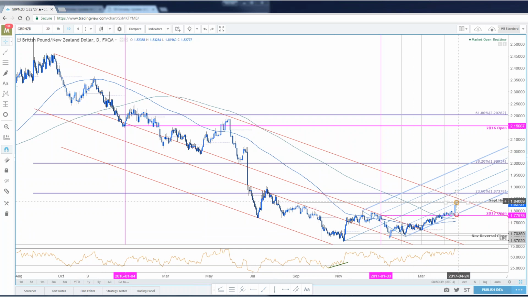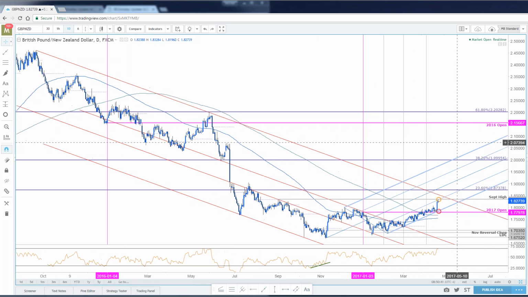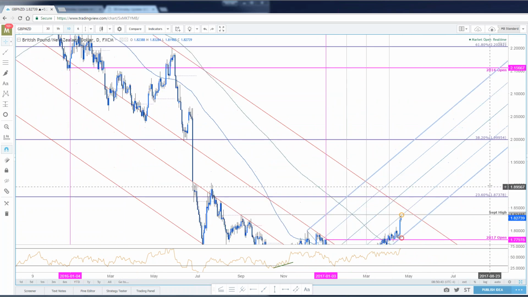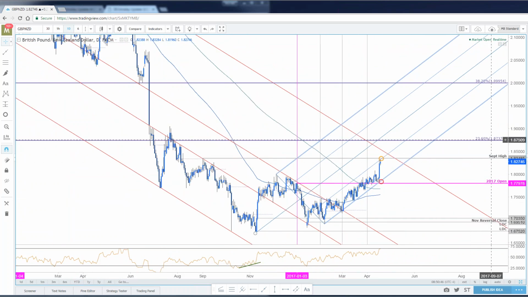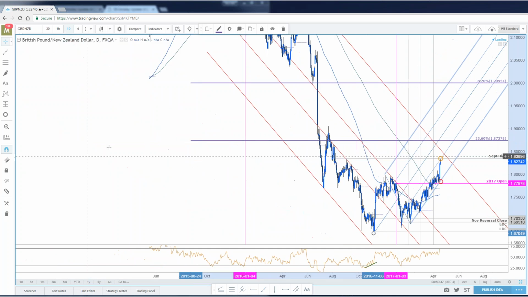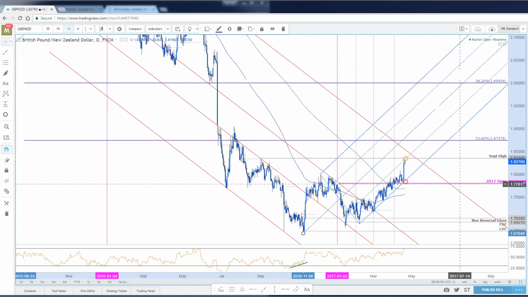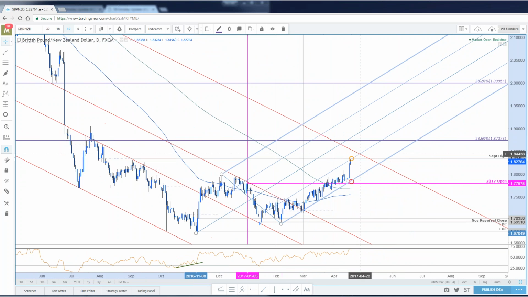So long story short, that converges just higher, like at 85.70. And then above that, you're looking at 87.37. It's a basic 23.6 of the entire drop off the 2015 high. So the levels are pretty clear. Initial resistance being tested now in sterling Kiwi.